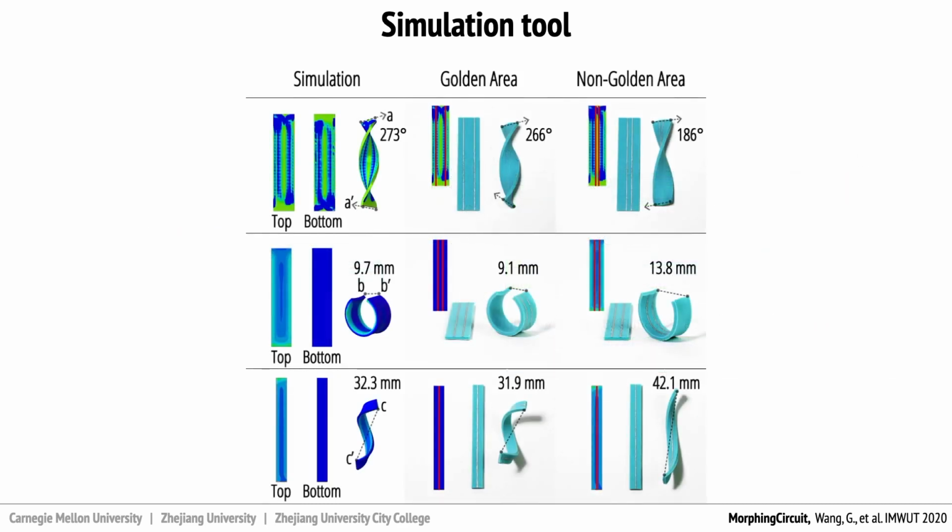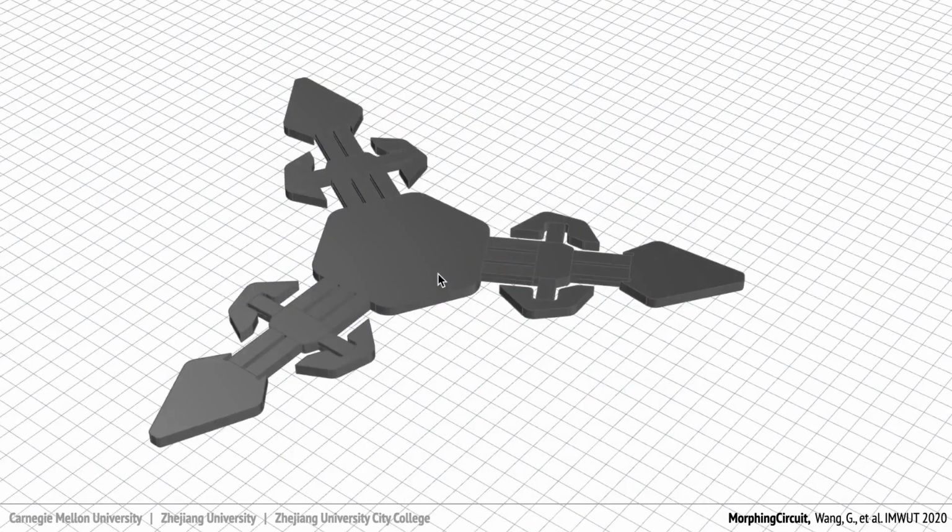The experimental results show that with traces printed on the golden area, the transformation is much less influenced than those with traces printed on the non-golden area. Then, we integrated the simulation tool in design and fabrication process to achieve MorphingCircuit. Take the 3-leg robot as an example.